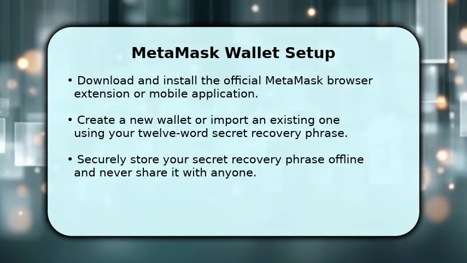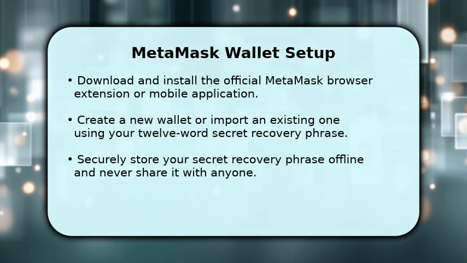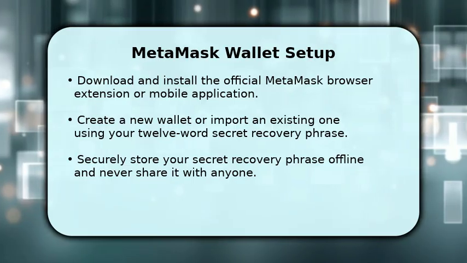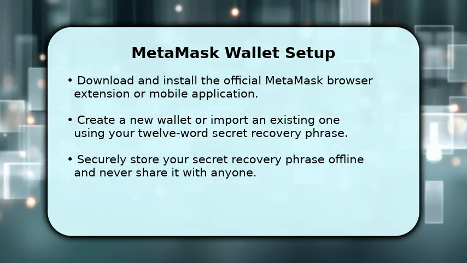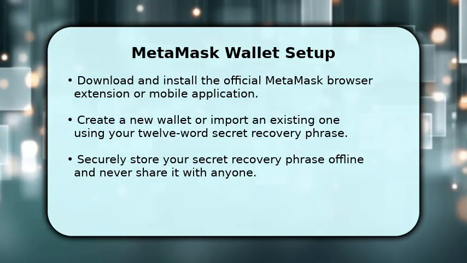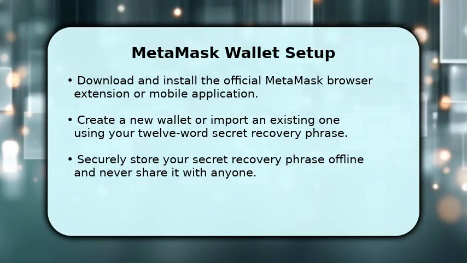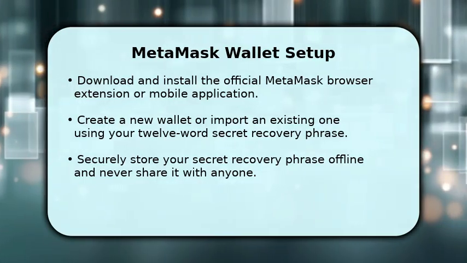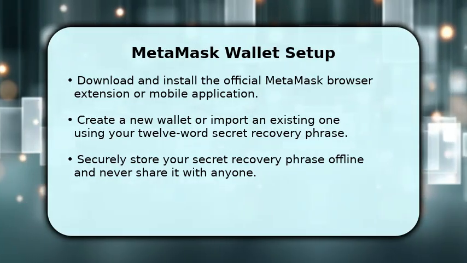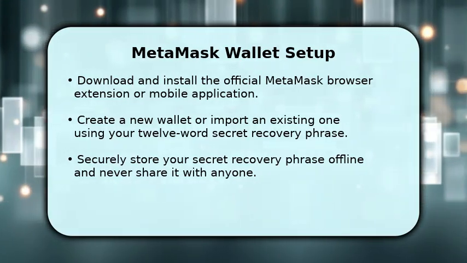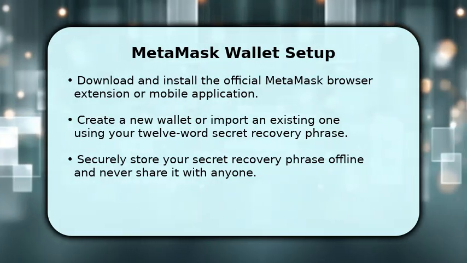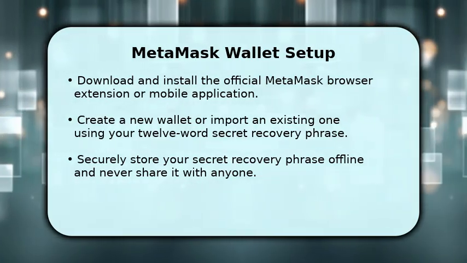First, let's ensure your MetaMask wallet is properly set up. Download and install the official MetaMask extension for your browser or the mobile app. You will then create a new wallet or import an existing one using your unique 12-word secret recovery phrase. Remember, this phrase is your master key, so store it securely offline. Finally, fund your wallet with a small amount of cryptocurrency, such as BNB, to cover any potential transaction fees.